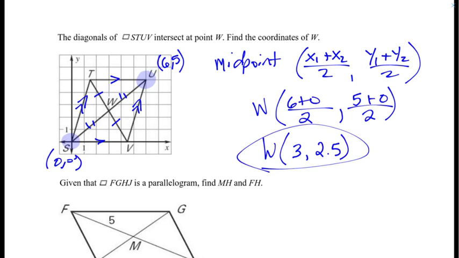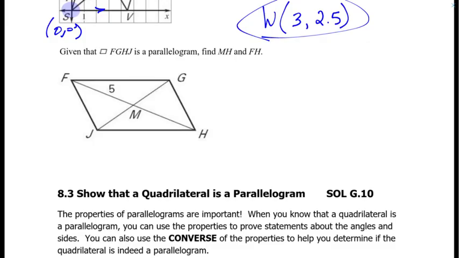All right, and it appears that point W is probably halfway in between 2 and 3 here. So that decimal definitely does seem to be accurate. Let's move down to the next one.